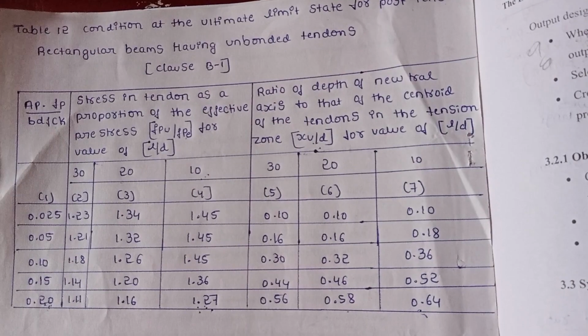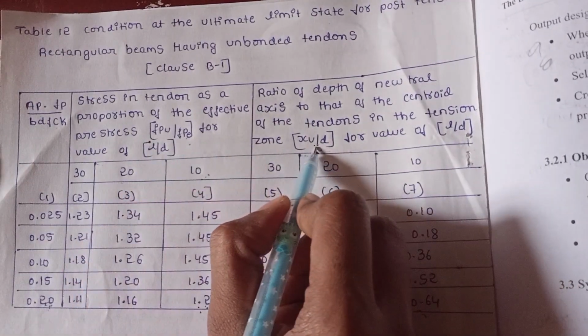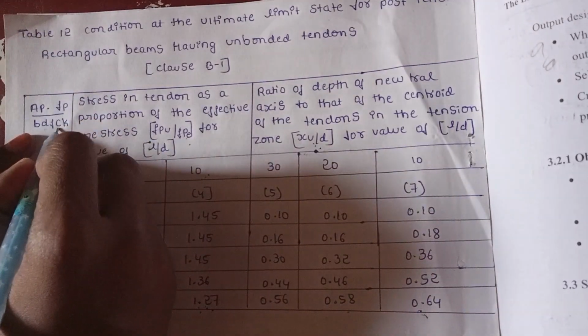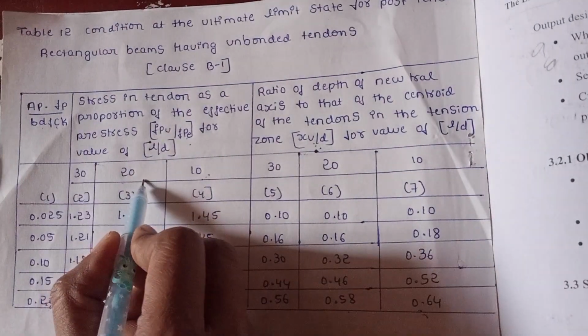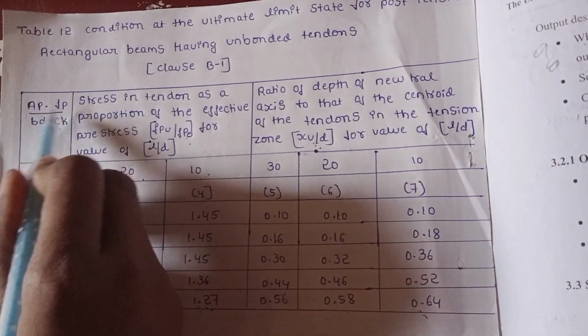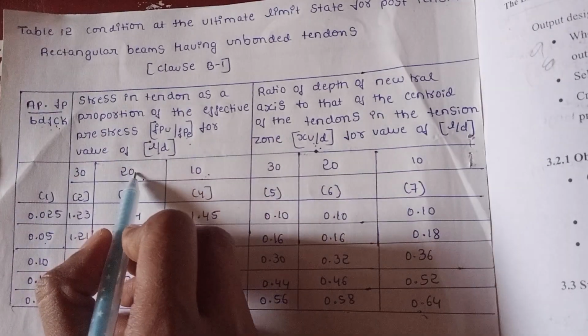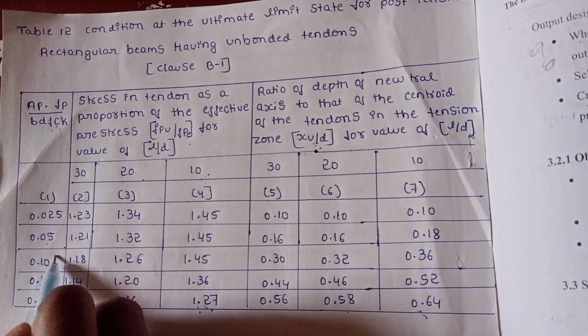So now we want FPU divided by FPE value and XU by D value. We got AP into FPE divided by BD into FCK value is 0.075, and L by D ratio is 20 mm. So the 0.075 corresponding value we don't know. With the help of interpolation we find the 0.075 corresponding value.